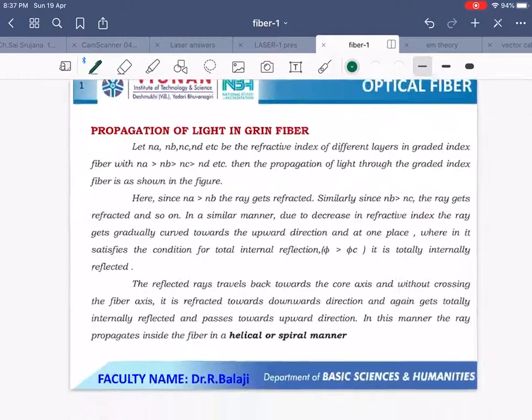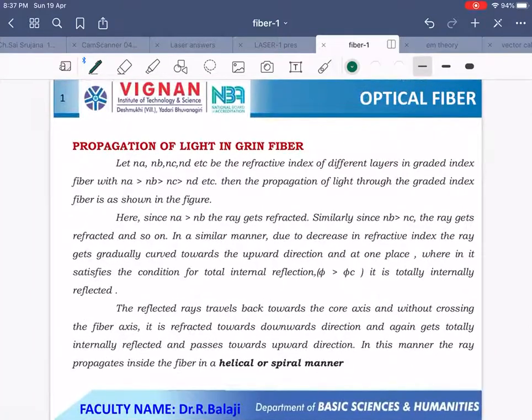So in a gradient index optical fiber, the ray launched into the fiber travels in a helical manner, that is, in the form of a spring. The signal travels from one end to the other end. Whenever the signal travels in a helical manner, the distortion and dispersion losses become very small. So compared to the step index fiber, here the dispersion and distortion losses are very low. This is the advantage of the gradient index optical fiber.